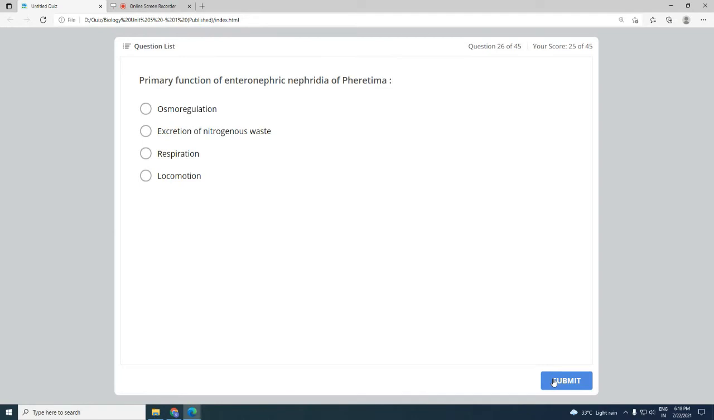Primary function of enteronephric nephridia of Pheretima. So find the primary function. Is it osmoregulation, or excretion of the nitrogenous waste, or respiration, or locomotion? A, B, C, D. Which is the right one? Excretion of the nitrogenous waste is the right answer.